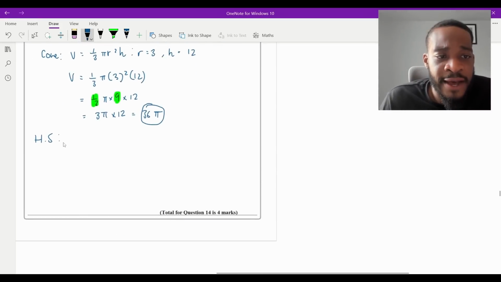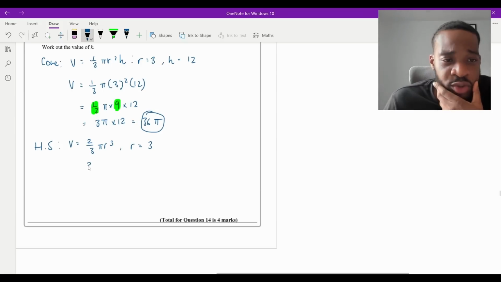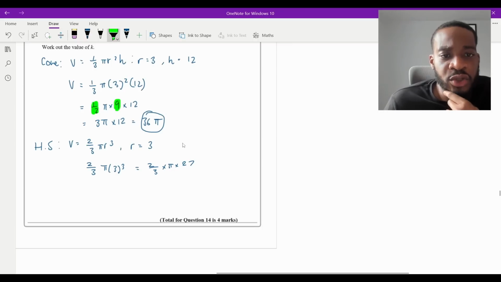So we're going to do it here. Volume is going to be 2/3 pi r cubed, and the radius is going to be the same, isn't it? The radius is going to be 3 because it's attached to the bottom of the cone. So therefore, it's going to be 2 over 3 pi and then 3 cubed. That's 2 over 3 times pi times 27. Now, the 27 I can divide by the 3, which makes 9. So it's actually equal to 2 pi times 9, which is 18 pi.